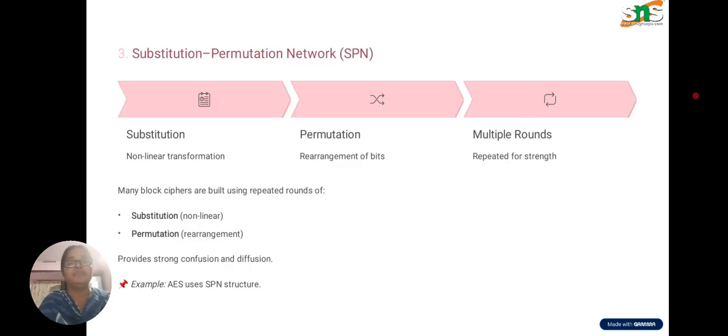So next is the substitution-permutation network. This is a structure used in many block ciphers. It has three parts: substitution, which is used to change the values; permutation, which rearranges the bits; and finally multiple rounds, which repeat these cycles many times. This combination gives strong security. For example, AES uses the SPN structure.